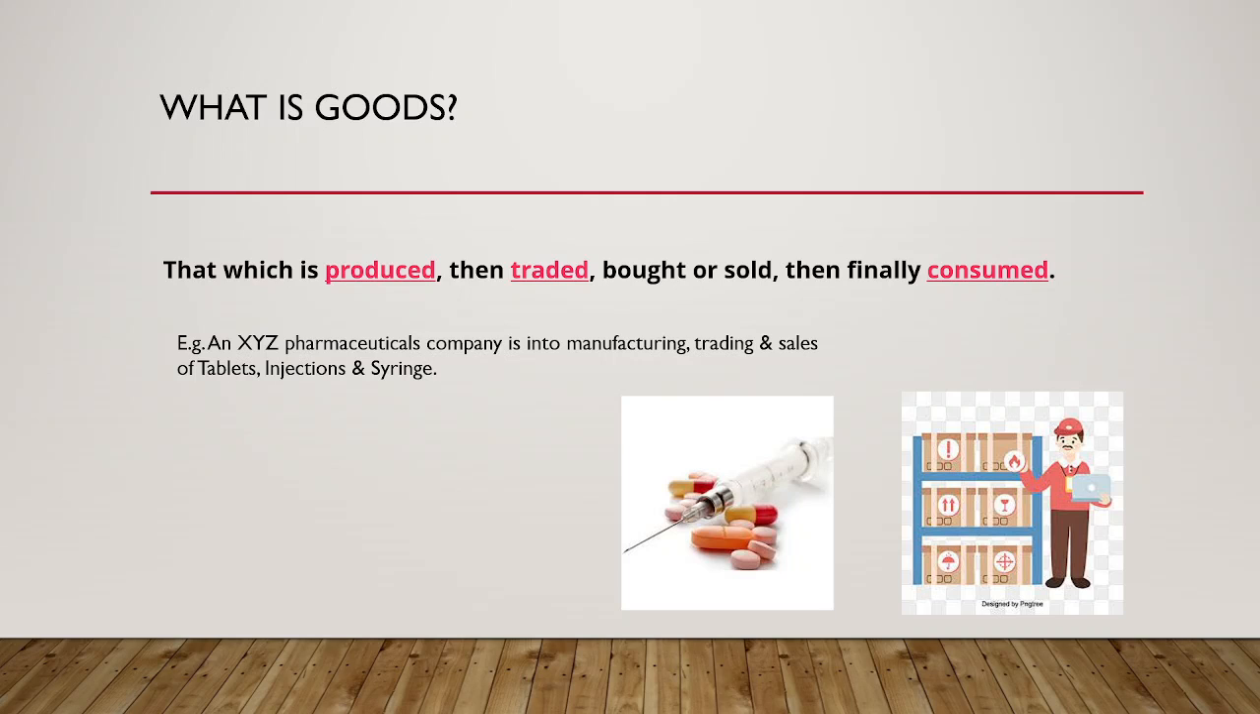The goods are produced in the factory, then they are moved to the warehouse where they are stored. After that, they are moved to different parts of the country from where they can be sold to the end customer who is going to consume the goods. Here I have given an example of a pharmaceutical company which is manufacturing injections, tablets, syringes. So any such product which the company sells for profit is known as goods. Let's move on to the next slide.